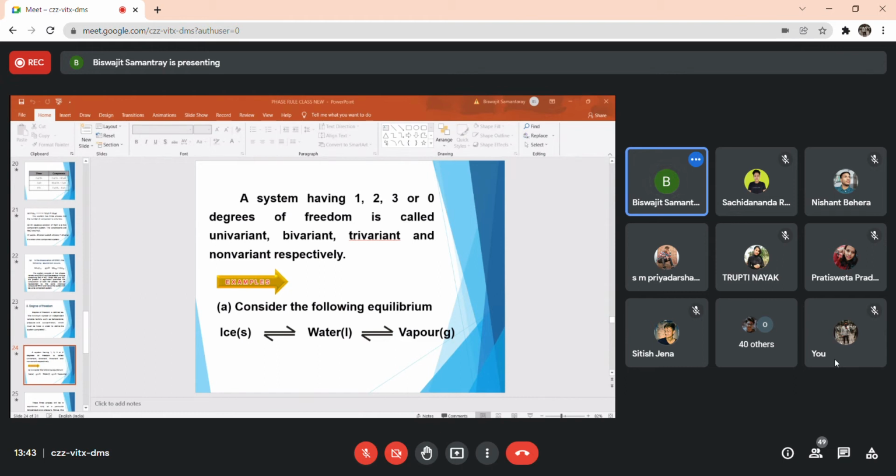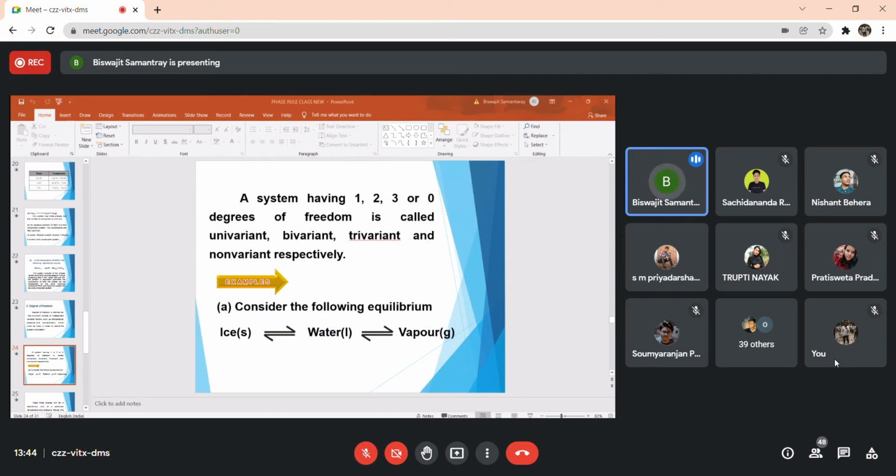Let's take an example: ice, water, and vapor. Tell me how many phases are there in this case? Three, sir. Now, how many components are there here? Sir, 1. So here C is equal to 1, because water is the only chemical formula needed to define all the phases, and P is equal to 3.